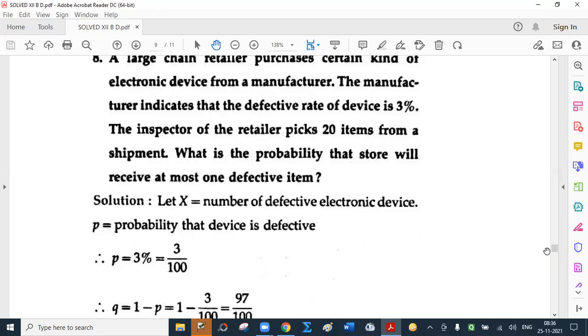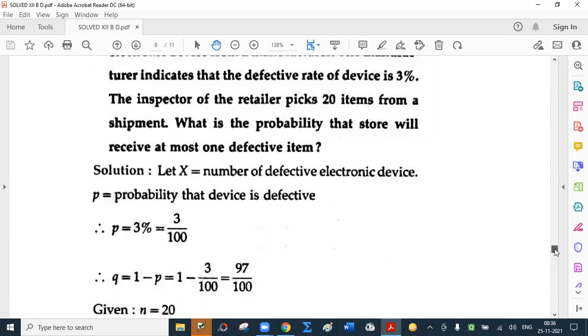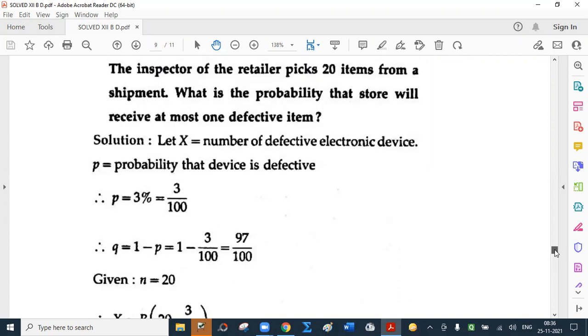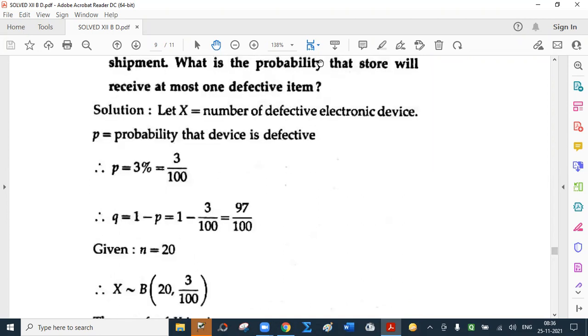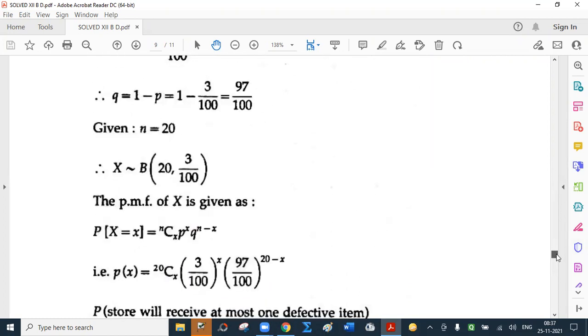Okay. Solution. Let capital X denote the number of defective electronic devices. P is the probability that the device is defective. Now 3%. Percent means per 100, for every 100. So P is 3 upon 100. So Q is 97 upon 100. Now 20 items are picked up, so N equal to 20. So X is a random variable which follows binomial distribution with parameters 20 and 3 by 100.